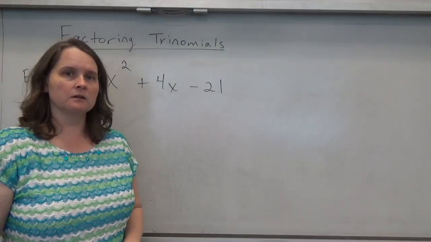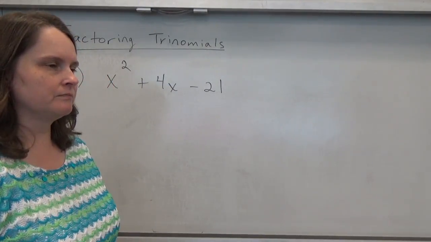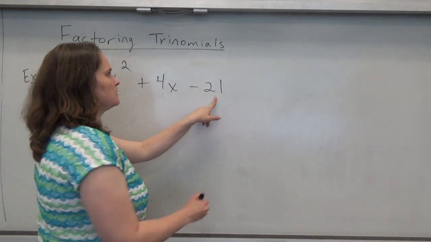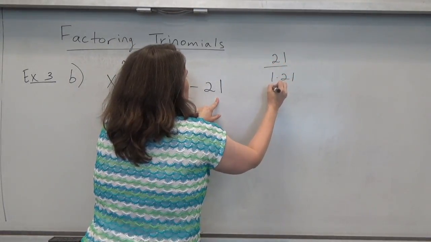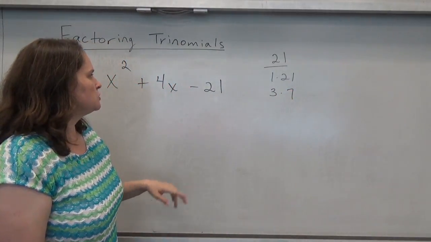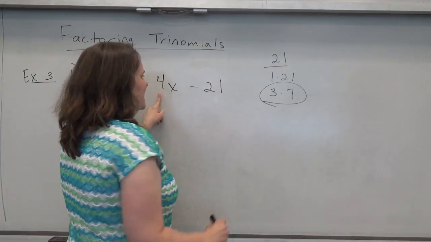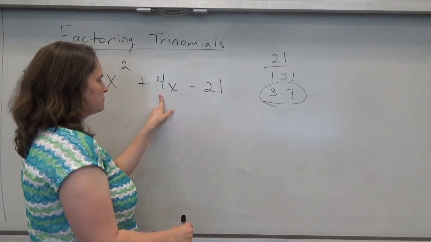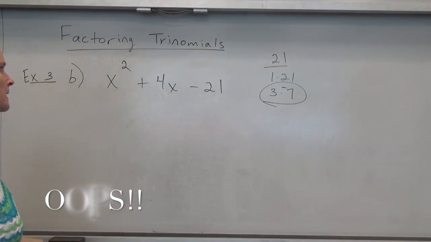Okay, so let's see how you did. All right, so I'm going to do the grouping method like we discussed earlier. Looking at my negative 21, how could I factor 21? I can do 1 times 21, I can do 3 times 7, and that's it. So if I use my 3 and my 7, I should be able to get a 4. Again, I need to have opposite signs to get my negative 21 here, and to get a positive 4, I need to have my 7 negative and my 3 positive.